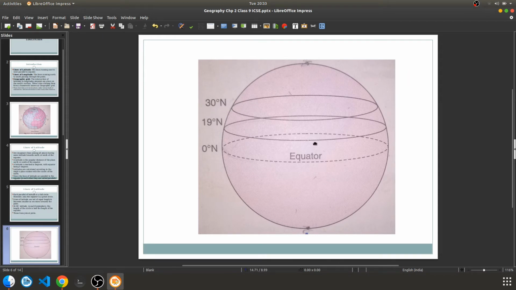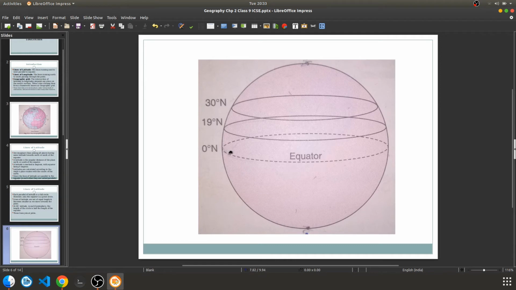But the thing they have shown is to understand it. They have not shown it in a microscopic view, but you can draw such kinds of lines also, isn't it? So these are all the lines which are parallel to each other. They are never going to meet each other, and that's why it is also named as what? Parallels of latitude. Those are named as parallels of latitude.